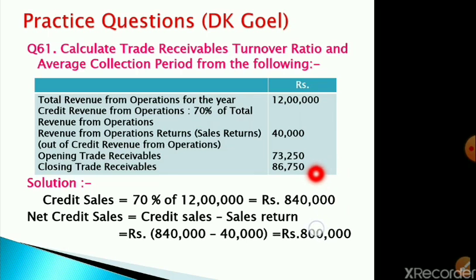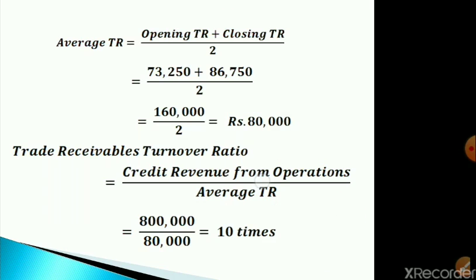So let us find out the amount of credit revenue first, that is 70% of 12 lakh, which is rupees 8 lakh 40,000. And in the formula we need net credit sales from operation. So how to find the net credit sales? That is credit sales minus sales return, which is rupees 8 lakh. Next, we'll find out the average trade receivables. That is opening trade receivables 73,250 plus closing trade receivables 86,750 divided by 2, which will give us rupees 80,000.